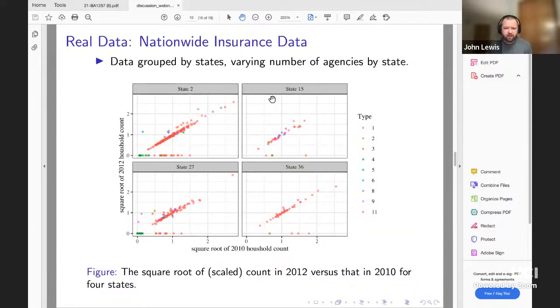The labels here refer to states in the US, and the numbers are arbitrary, 2, 15. We've sanitized this data a little bit for confidentiality. The contract types are also non-descriptive, but there are varying numbers of contract types, and they correspond to the various colors. On the x-axis, we have the household count on the square root scale at 2010, and the response is that same variable 2 years later. Again, these numbers have been shifted and scaled to protect their actual values, but that doesn't change the relationship between any of the variables.